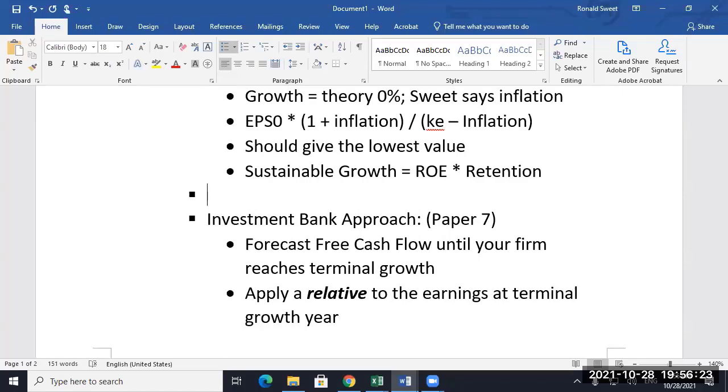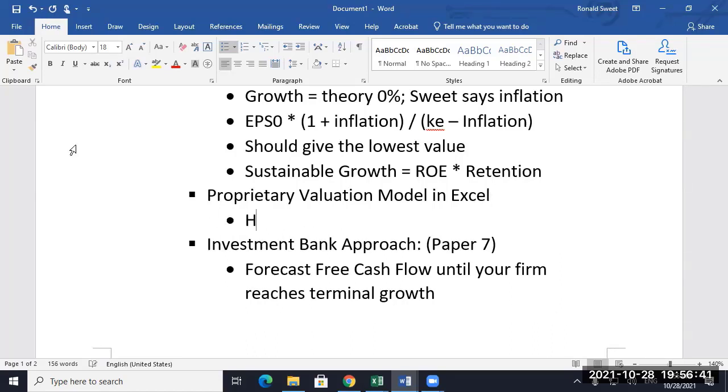Now, another one that you can do, and I'll show you this one probably on Tuesday, is what I call my proprietary valuation model, in Excel. And I'll show you my approach on this. This is essentially an H model with adjustments. I like this approach. I think it works pretty well. It works well for really high growth companies that aren't paying dividends.